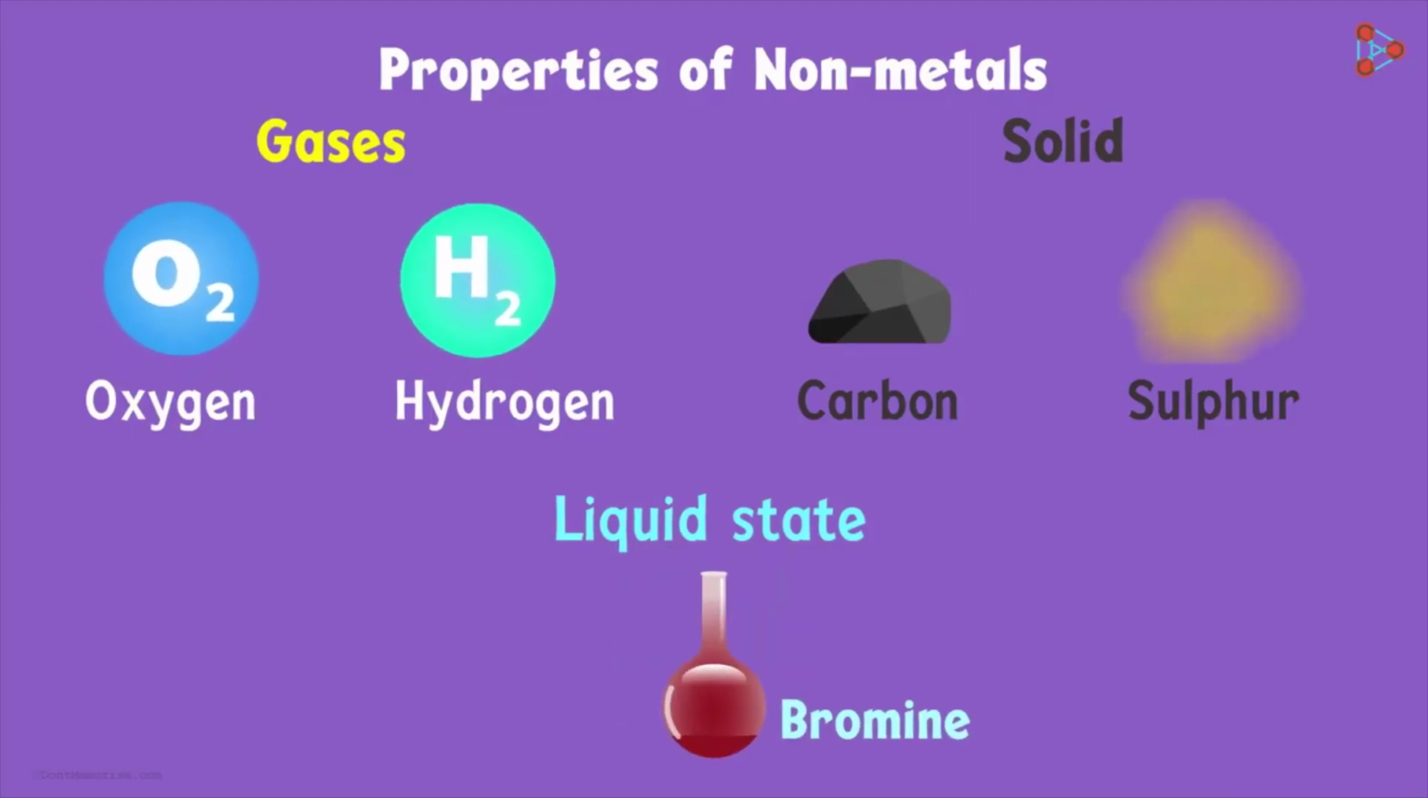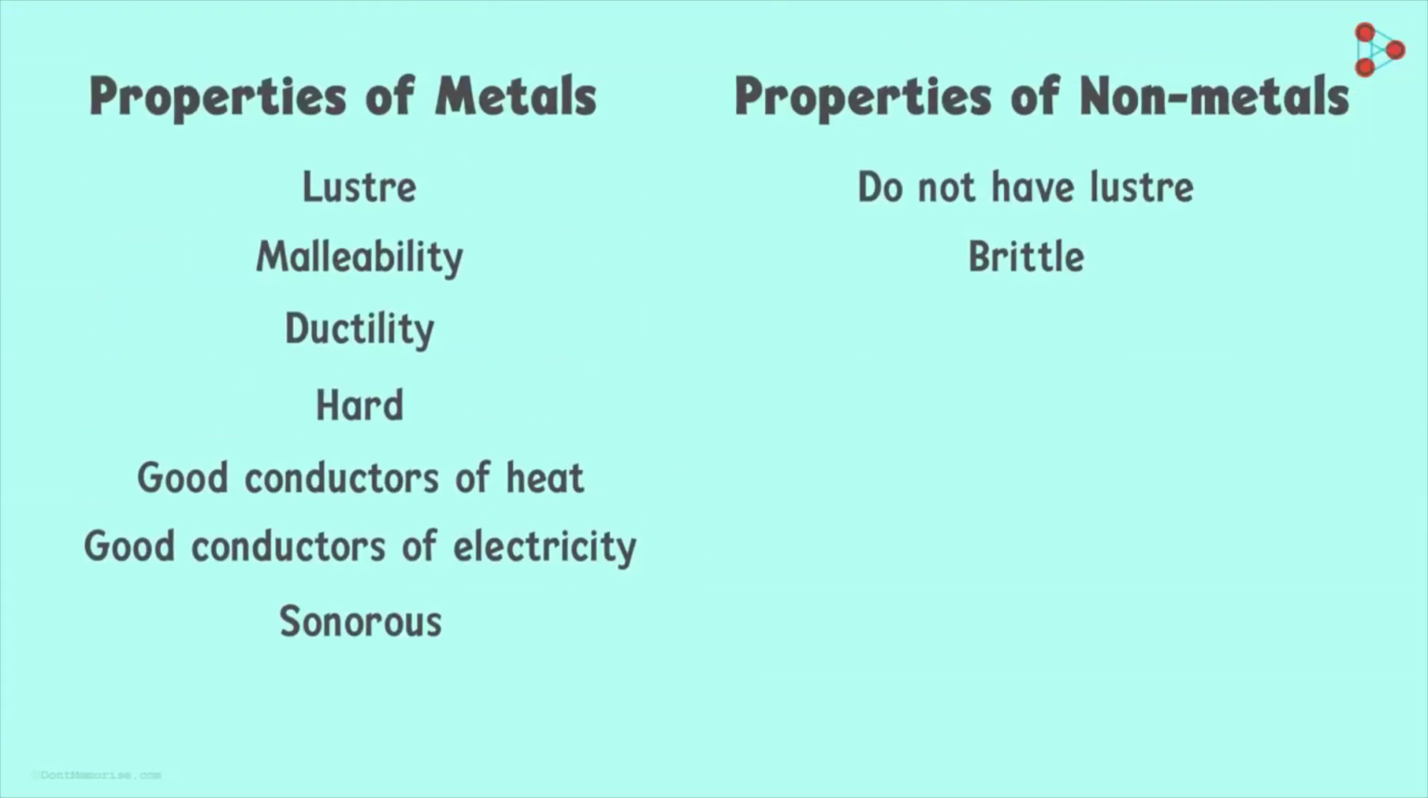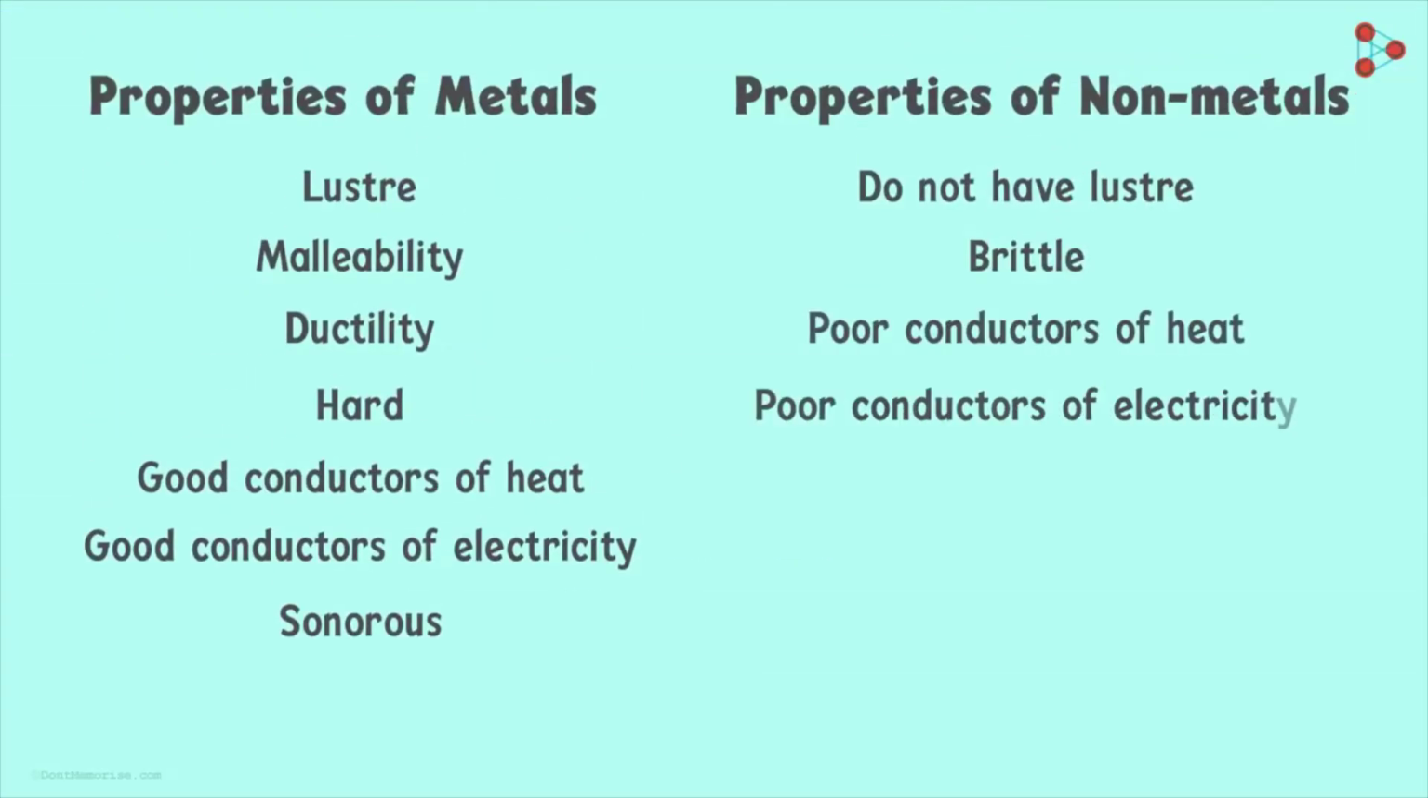Bromine is the only non-metal which is in the liquid state. Non-metals do not conduct heat or electricity, and they do not produce that sound when hit against a hard surface. This means that they do not have the property of sonority. So isn't it easy and simple to differentiate between metals and non-metals only on the basis of their physical properties?